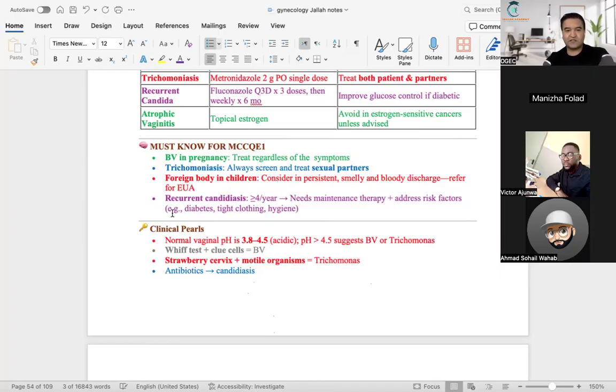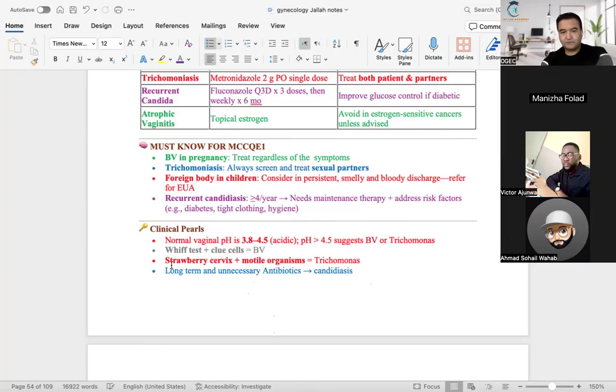EUA, exam under anesthesia. Recurrent candidiasis: if the patient has 4 or more episodes of candidiasis in 1 year, they need maintenance therapy plus addressing risk factors. Usually the patient with recurrent candidiasis will be immunocompromised, diabetic, someone wearing tight clothing or with poor hygiene, or someone taking long-term steroids or long-term, unnecessary antibiotics. Here I did mention antibiotics, it's a little bit vague, I should say long-term and unnecessary antibiotics. So it can cause what?